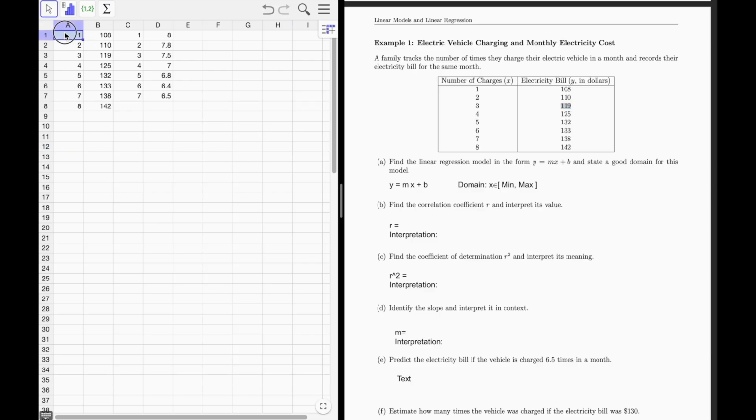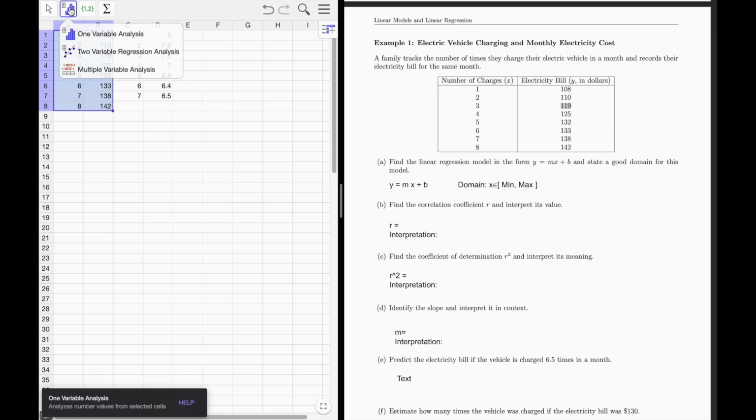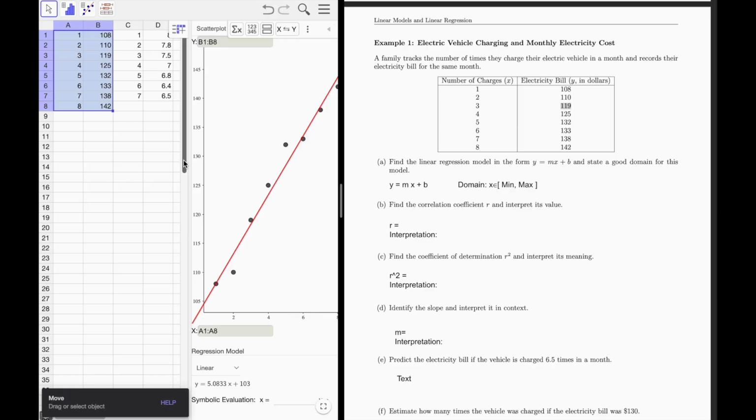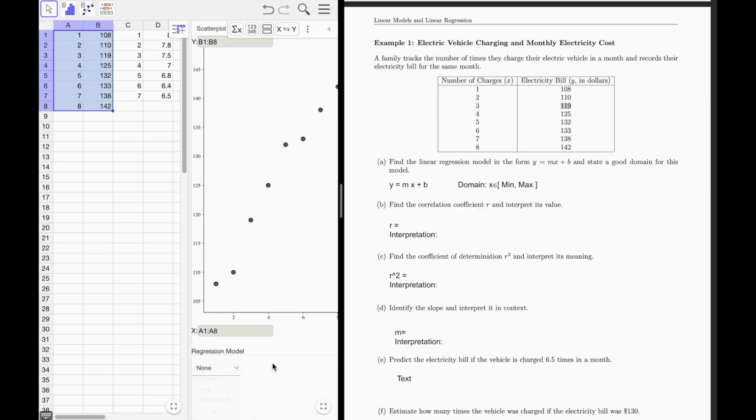So I'm going to highlight my values for that table. I'm going to hit the histogram button. And then I'm going to choose 2 variable regression analysis. Okay, so when we look at this graph, if it says none in your case or something else, make sure you choose linear. So here are the points that are graphed, and we want to come up with a line that comes the closest to all those points. So when we choose linear, you're going to get that equation down here.